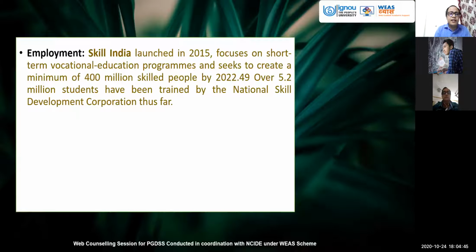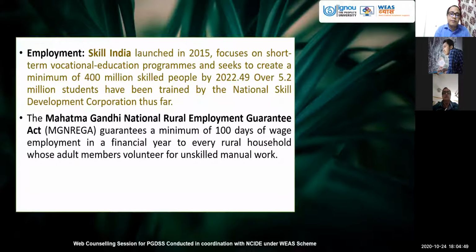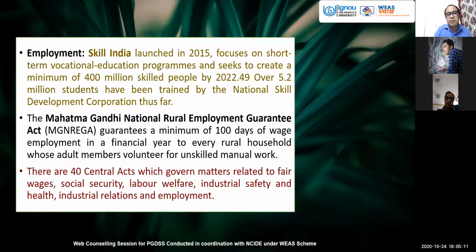In employment, as we're repeatedly discussing, Skill India is also getting a number of benefits and reaches a large number of individuals. Under the Mahatma Gandhi National Rural Employment Guarantee Act, a minimum of 100 days of wage employment in a financial year is given to adult members who volunteer for unskilled manual work. This is also one of the successful programs that targets improving livelihood, right? We have more than 40 central acts which govern matters related to fair wages, social security, labor welfare, industrial safety and health, industrial relations, employment. A number of legal interventions are there to achieve this goal.